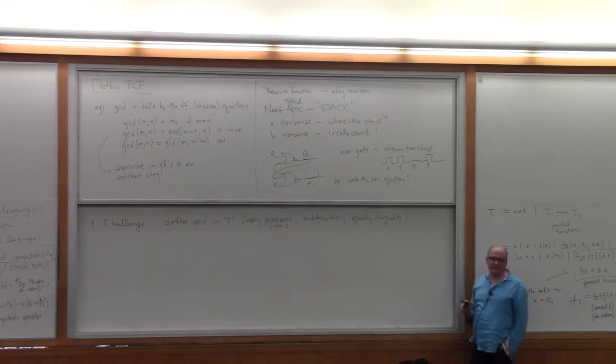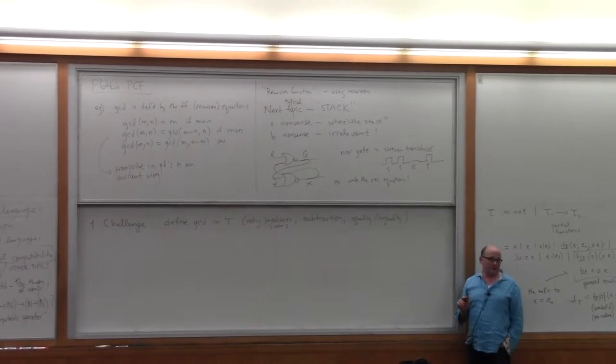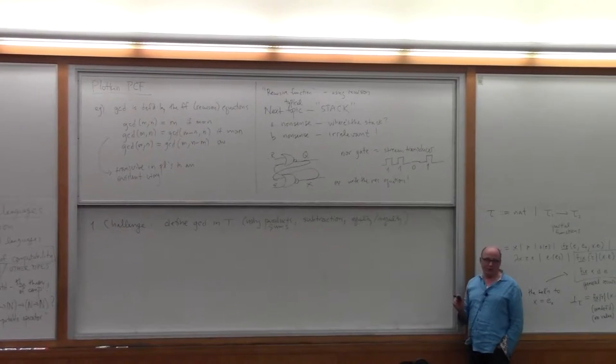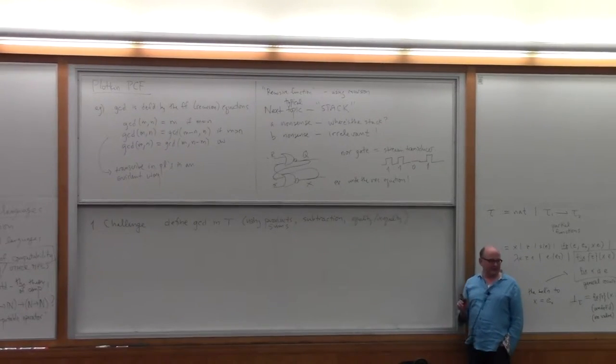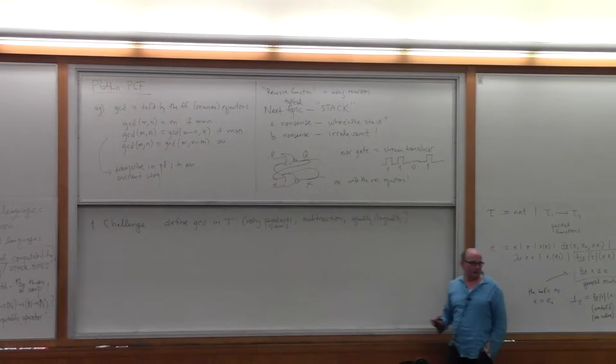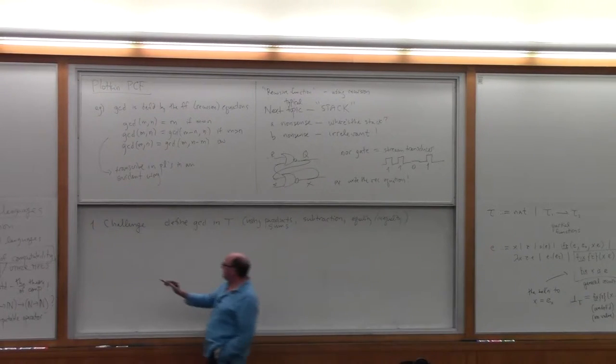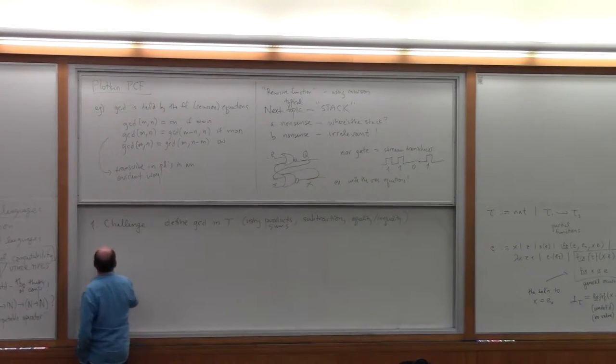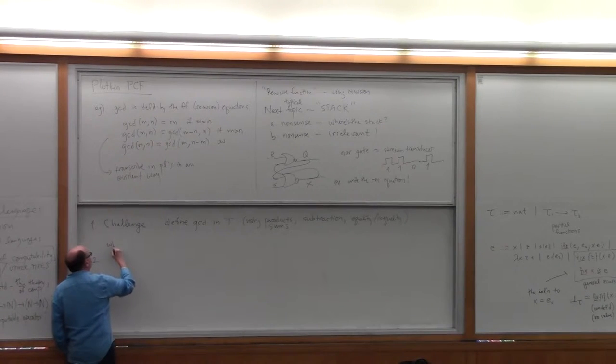Try to define GCD in T. If you figure it out, I would be very impressed. It's not easy at all. In fact, you're going to find that it's actually rather awful. But you can do it. Now let me tell you why it's hard, because that's part two. Part two comes to the theorem. So why is it hard?